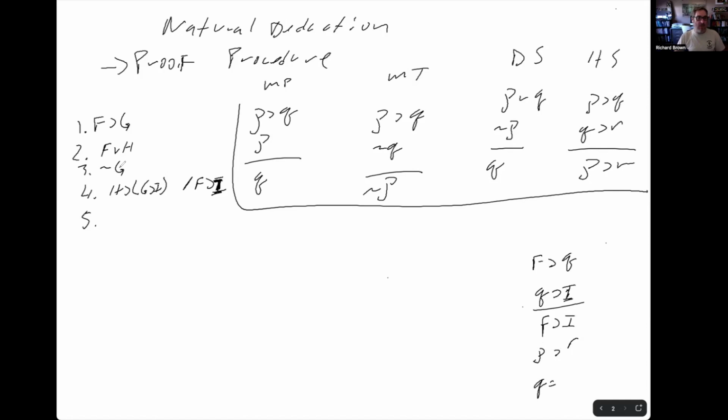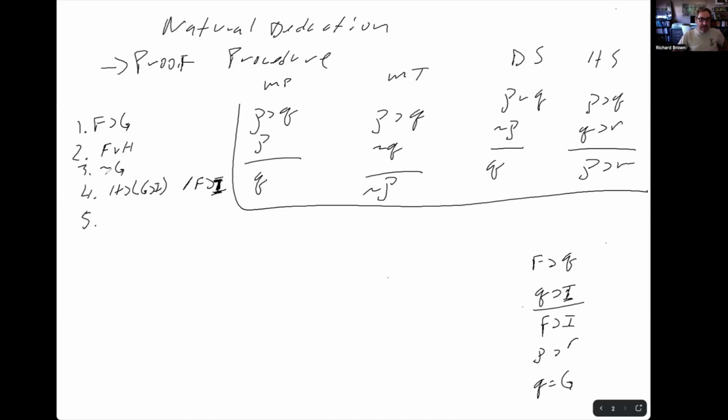So when we look over here, we want to find some conditional statement that has F as its antecedent. And when we look through each line, we see that's line one, F horseshoe G. Okay. So that right off the bat gives us the idea that maybe G is the thing that we want to connect these two conditional statements.